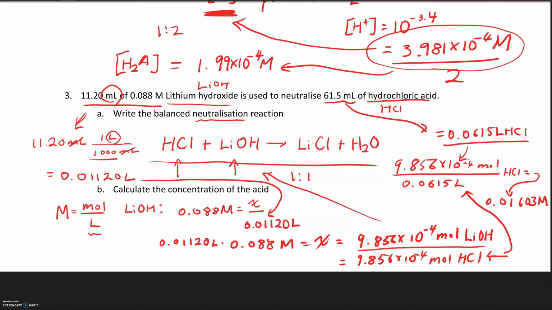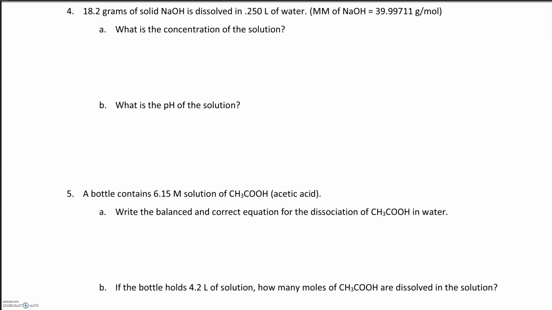All right, moving on to number 4. Number 4, 18.2 grams of solid NaOH is dissolved in 0.250 liters of water. The molar mass of sodium hydroxide is 39.99711 grams per mole. Now, A, what is the concentration of the solution?